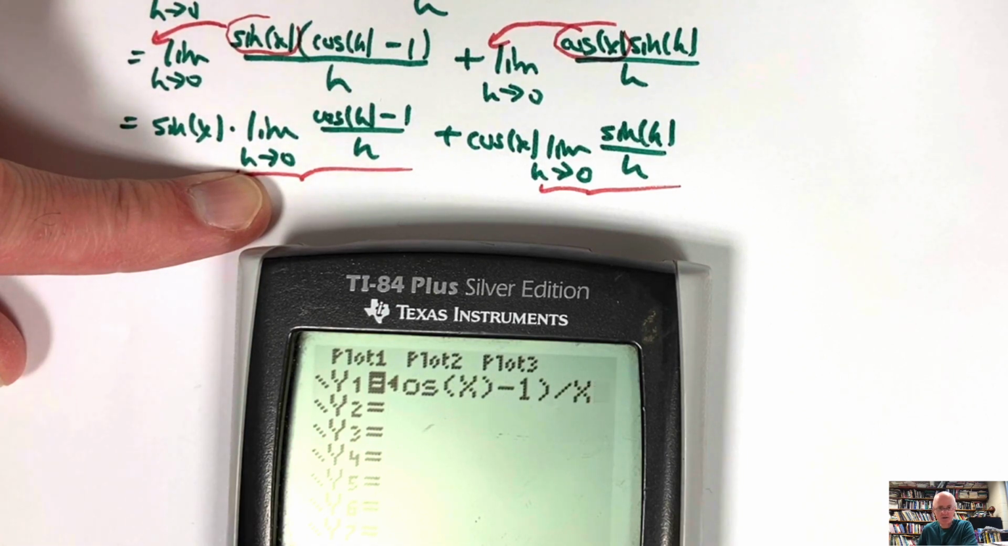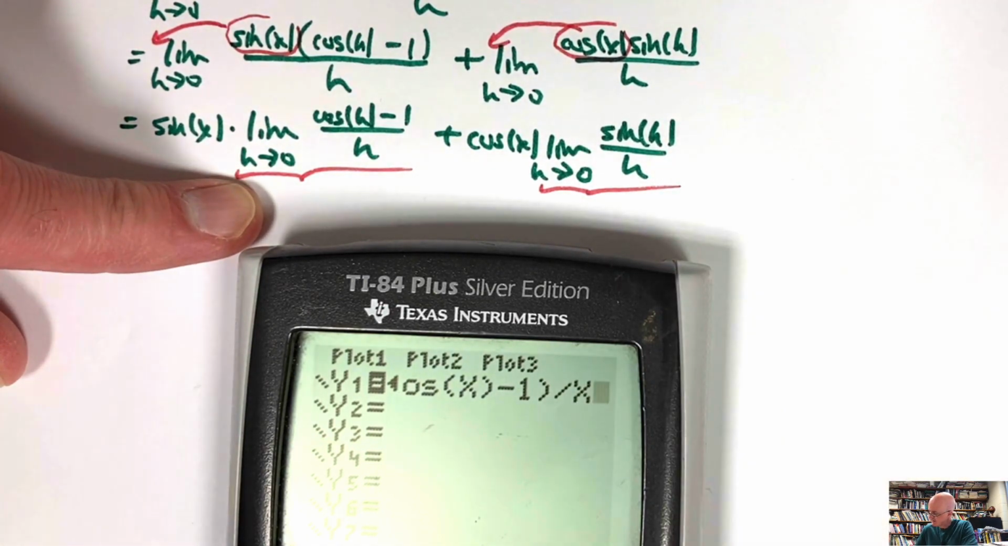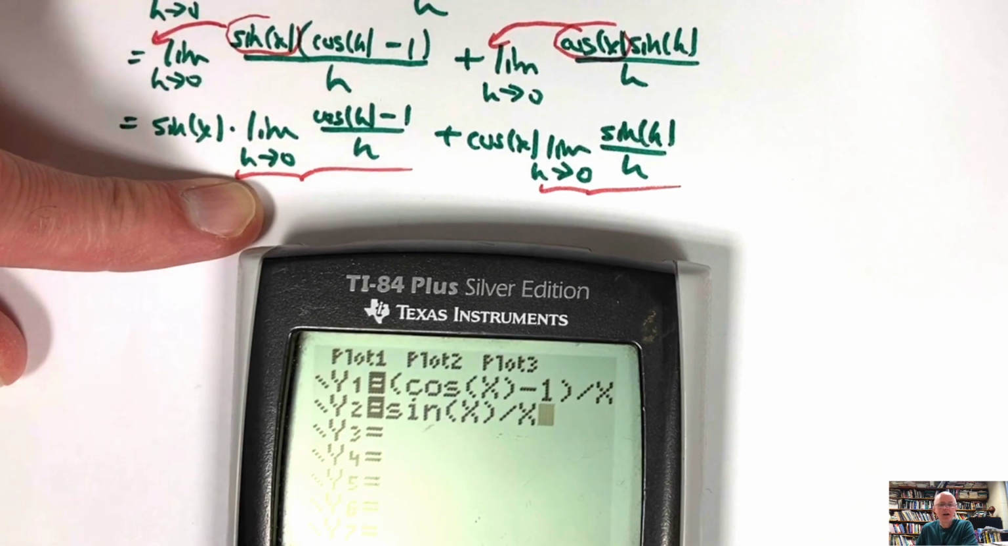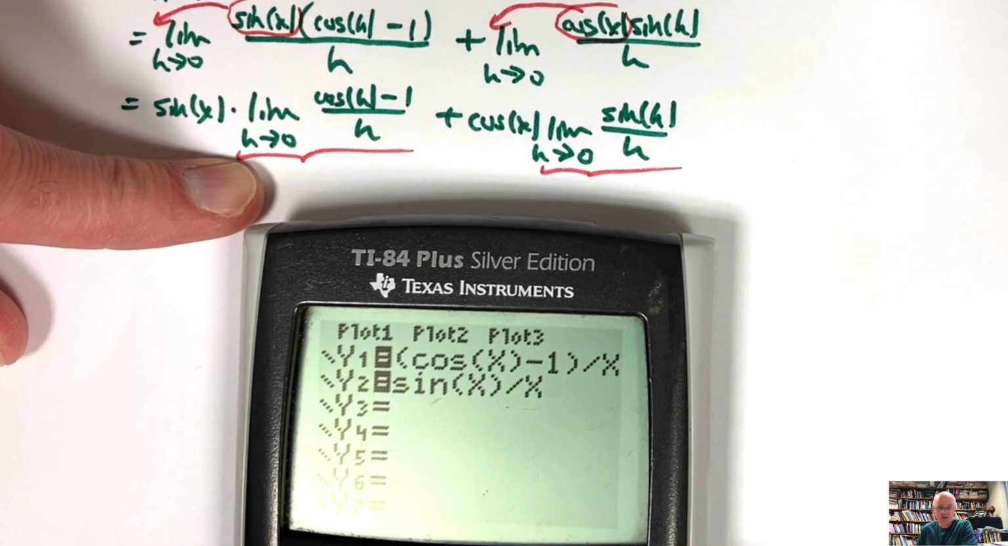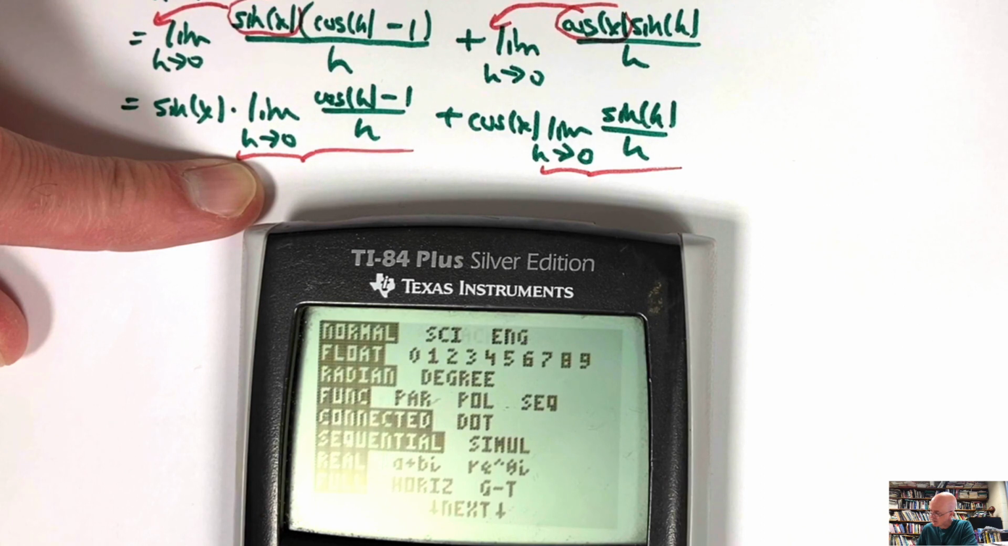which you have to type in the calculator as x. And I'll also graph this other function, sine of h divided by h. I'll graph them both and see what happens. Again, make sure your calculator is in radian mode. Well, I'll double check that here. The mode is, yes, radian mode.